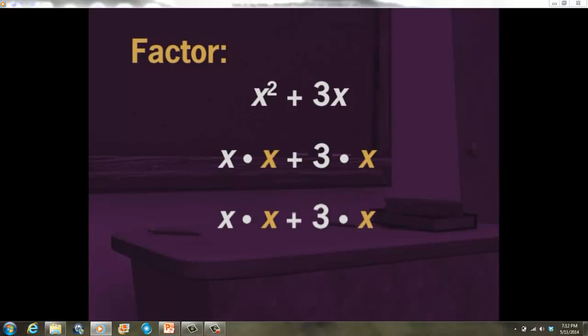Now we use the distributive property to rewrite the expression. Write the greatest common factor, x, on the outside of the parentheses, and the remaining factors, x and 3, inside the parentheses. We get x times the quantity x plus 3. Great job.